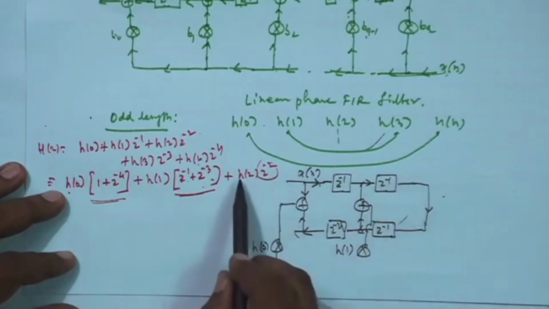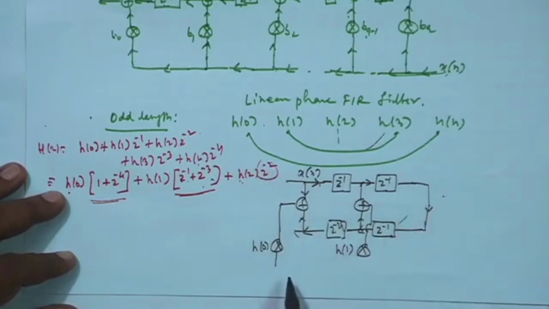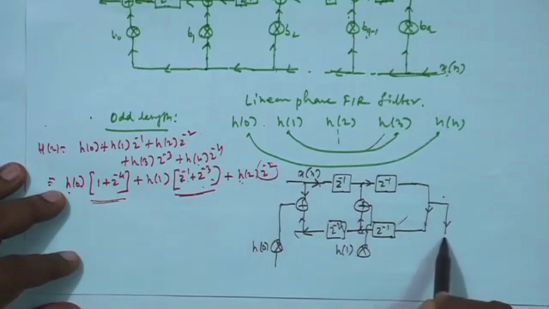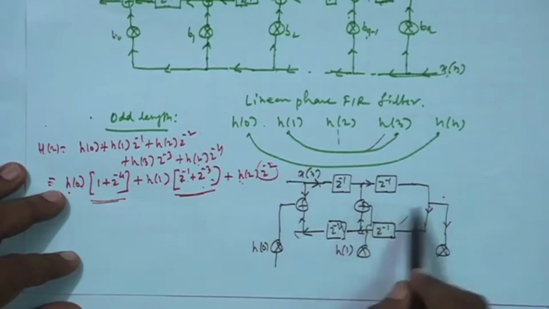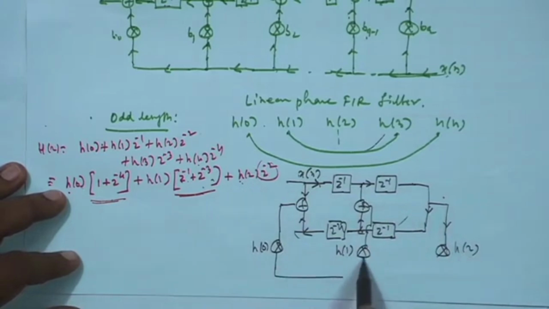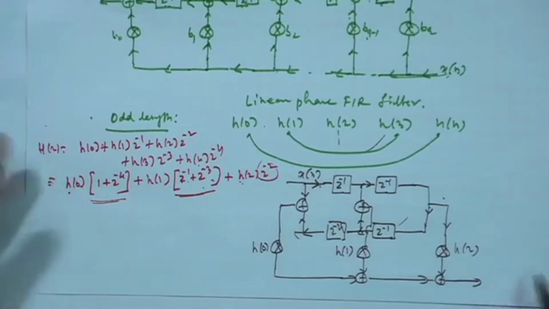And then again here H2 into Z inverse 2 into X(z). So, X(z) into Z inverse 2 is already available, nothing to be added. So, this I take out, multiply by H2, and then I go on adding. I get my output.